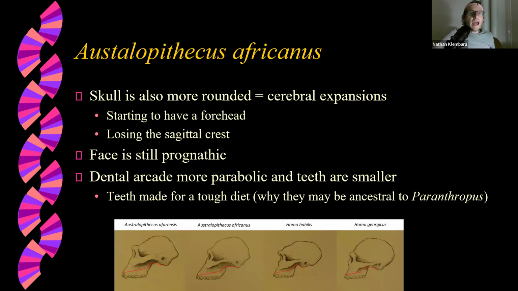But even though its teeth are smaller, it has teeth that are made for a very tough diet, which might be why they're ancestral to Paranthropus. But we'll get into all of that stuff. Keep that in the back of your mind for later in this module.